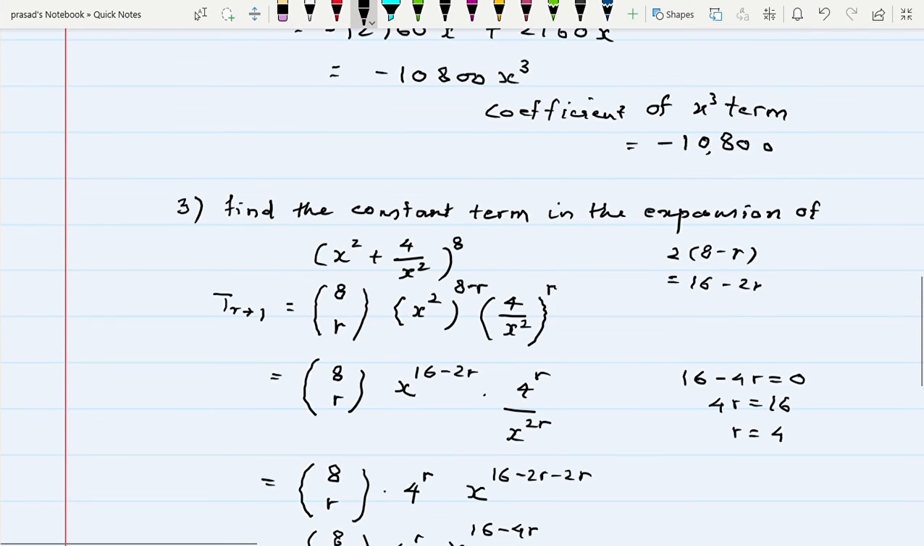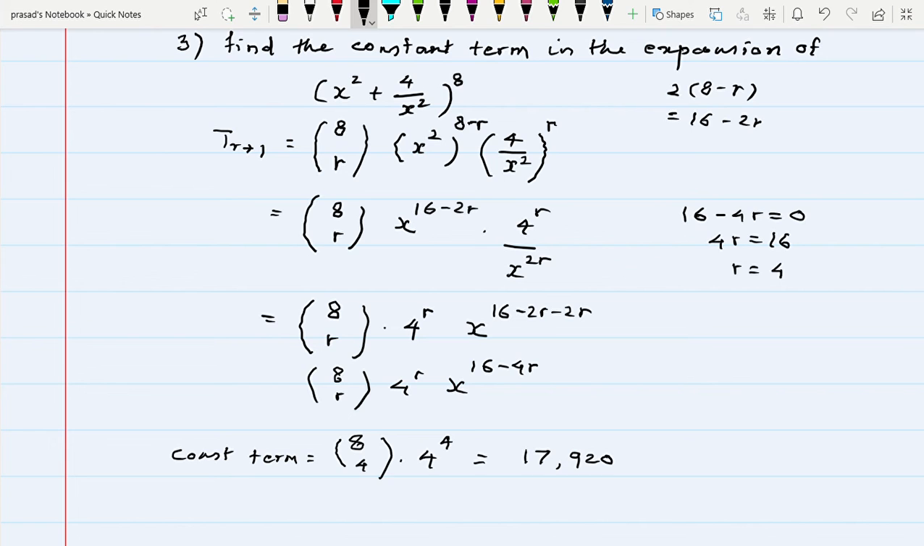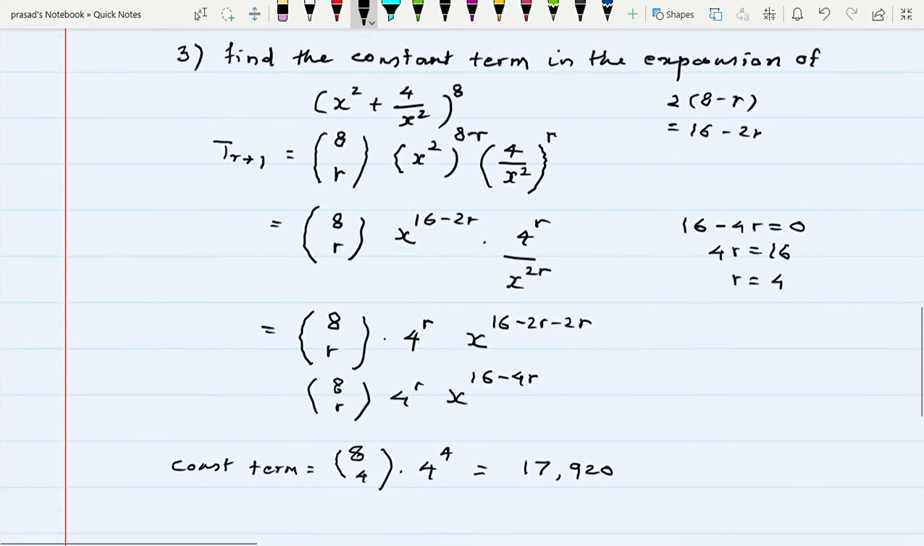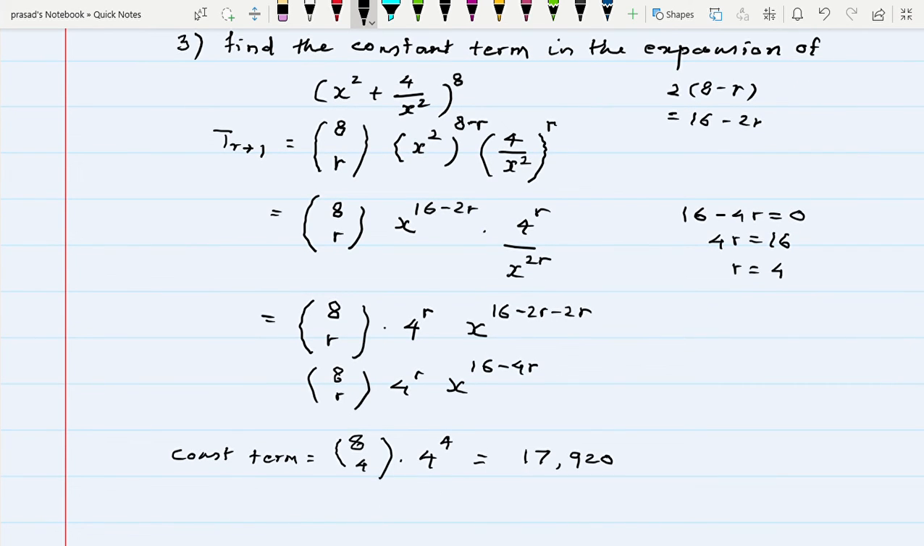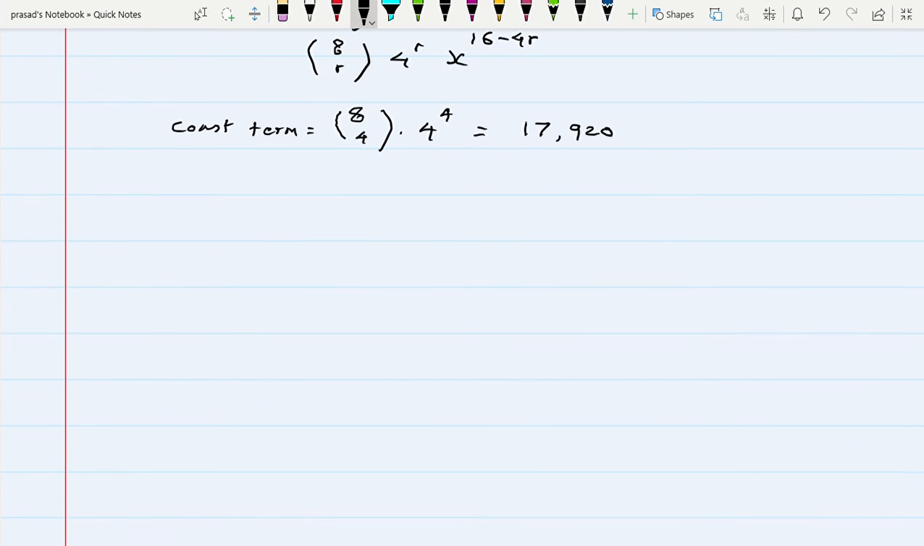So keep this in mind: when a and b both have variables, first use the general r plus 1 term formula, simplify and find out the total power of x. For example, in this same problem, if they ask you the coefficient of the x to power 4 term, equate the total power of x after simplifying to 4, then find the value of r and put it back. Okay, so let me give you some problems to practice.